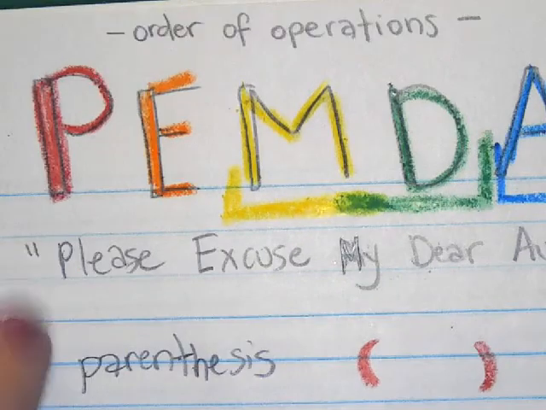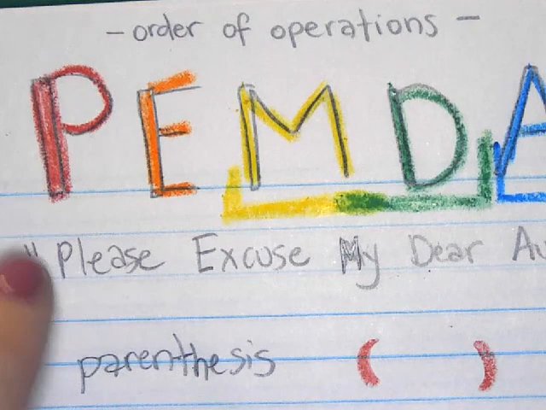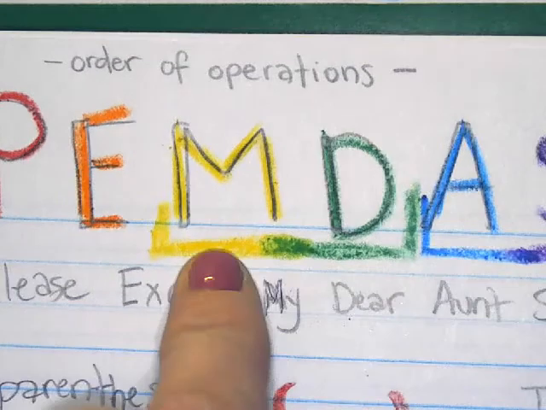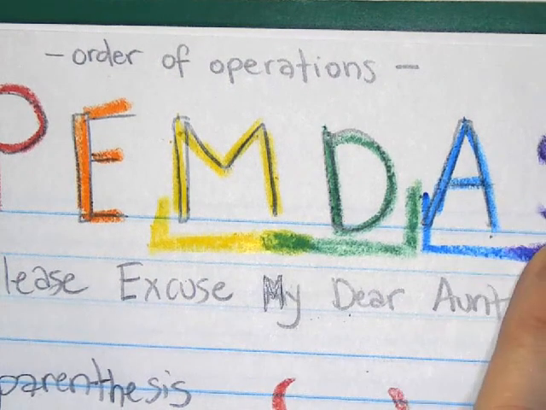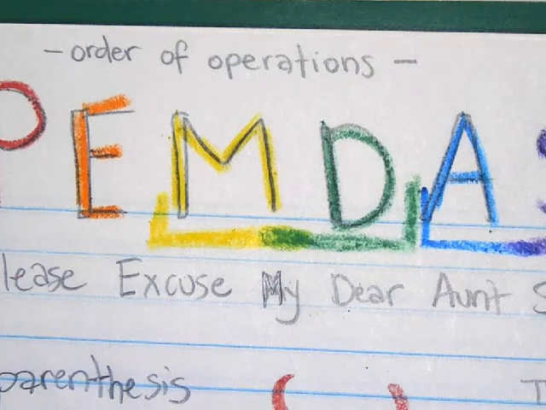Here's what's going to happen next. You're going to be given your homework, and you're going to have a bunch of problems more like these ones, where you have to know the order of operations. Order of operations is so important, so let's say the whole thing together. Please excuse my dear Aunt Sally, but now say the real things. Here we go. Parentheses, exponents, multiply or divide, add or subtract.